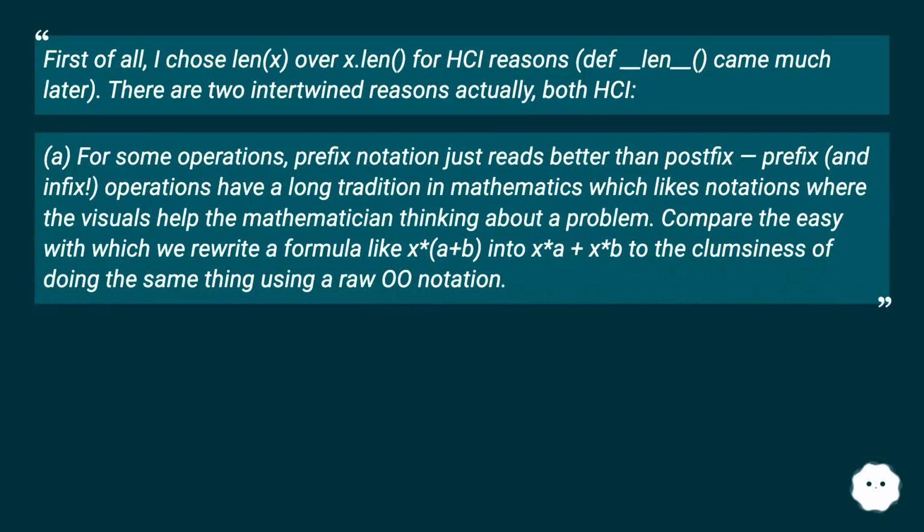First of all, I chose len(x) over x.len() for two reasons. Def __len__ came much later. There are two intertwined reasons, actually, both hinted at by the smiley. A: for some operations, prefix notation just reads better than postfix, prefix and infix operations have a long tradition in mathematics, which likes notations where the visuals help the mathematician thinking about a problem. Compare the ease with which we rewrite a formula like x*(a+b) into x*a + x*b to the clumsiness of doing the same thing using a raw OO notation.